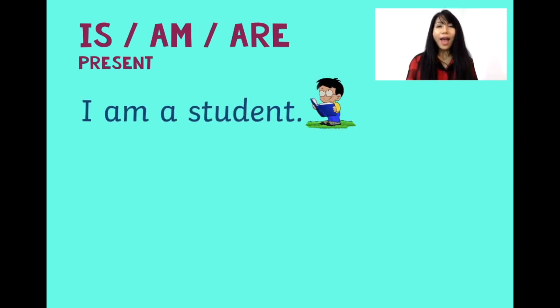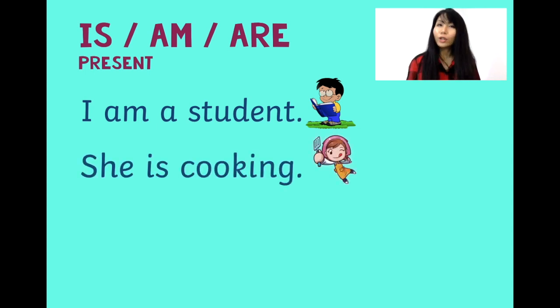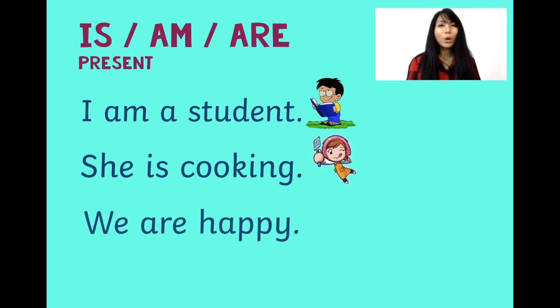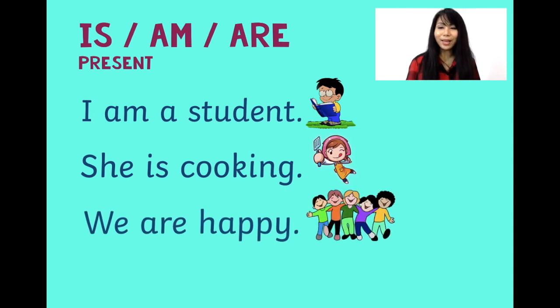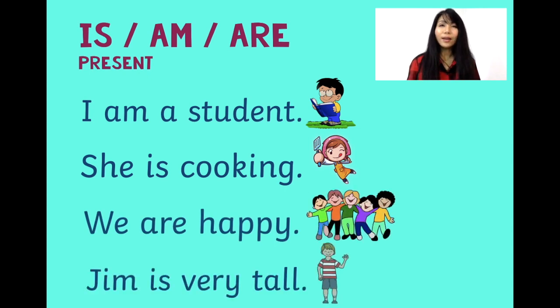Like, I am a student. She is cooking. We are happy. Jim is very tall. Can you spot is, am, are in sentences? The first one, am. The second one, is. The third one, are. And is again.